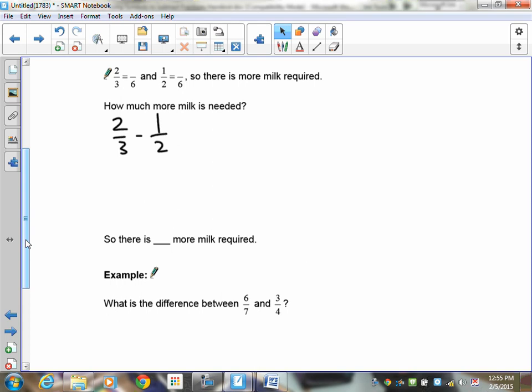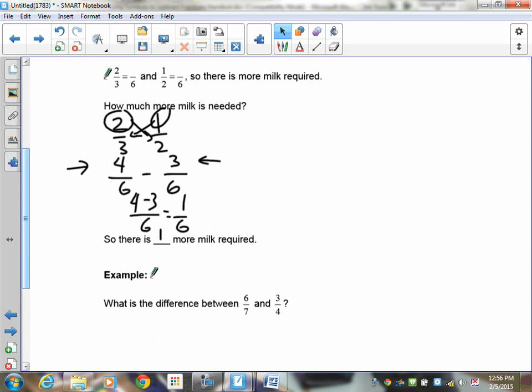Okay, you should have found the lowest common denominator by multiplying 3 times 2, and that's a 6. This number on the top here is the result of 2 times 2, which is 4. This number here is from 1 times 3, which is 3. So 4 take away 3 over 6 is 1/6, so 1/6 more milk is required.